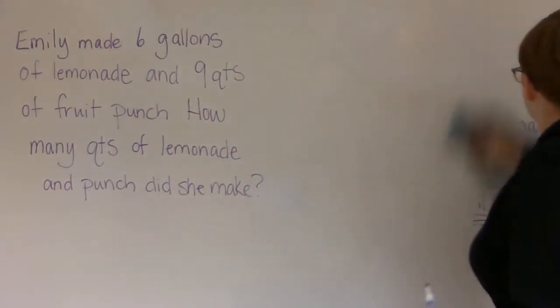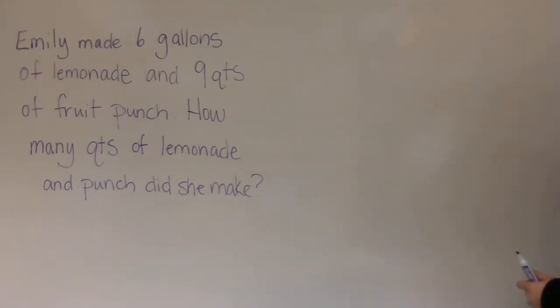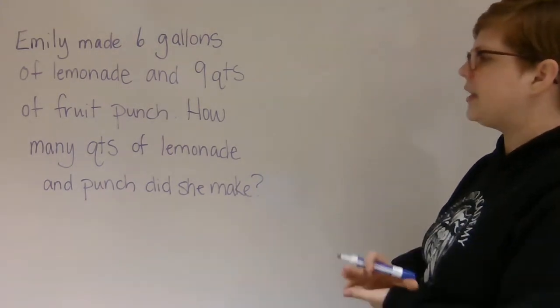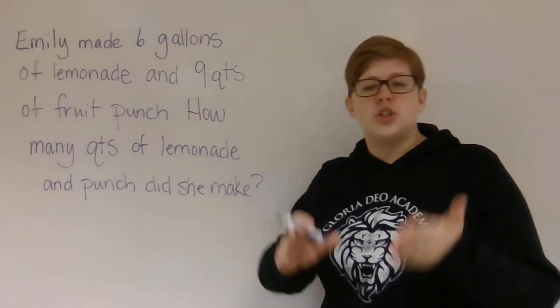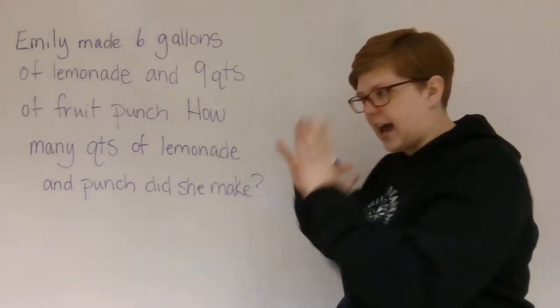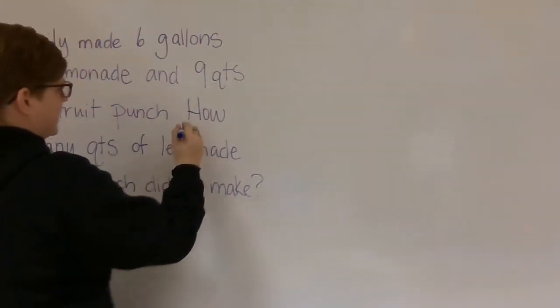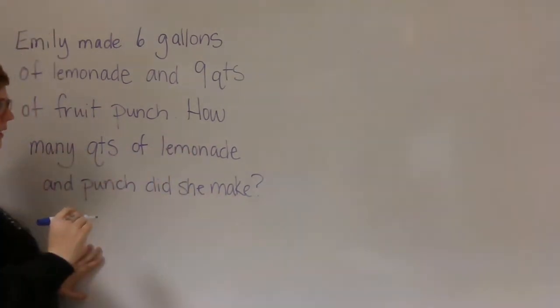All right, my second problem says, Emily made 6 gallons of lemonade and 9 quarts of fruit punch. How many quarts of lemonade and punch did she make? Just like in my first problem, the very first thing I'm going to do is go to my last sentence to find out what they're looking for. It says, how many quarts of lemonade and punch did she make?